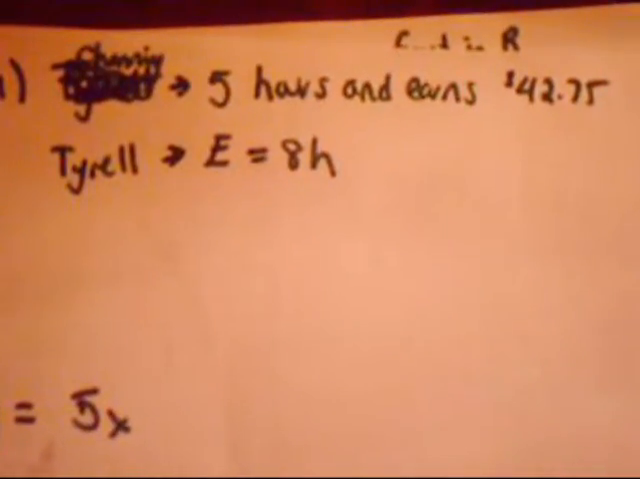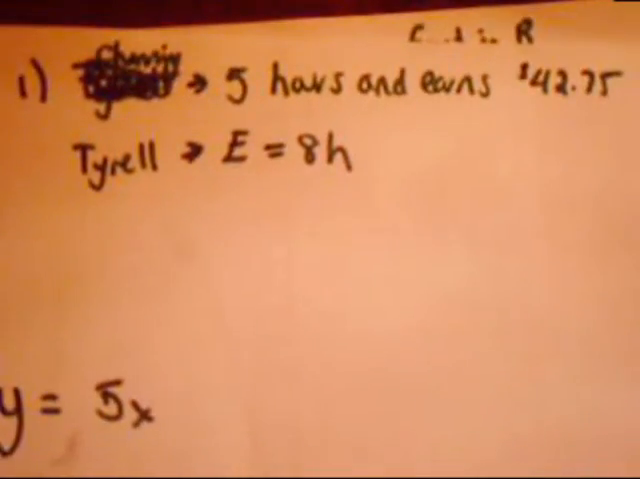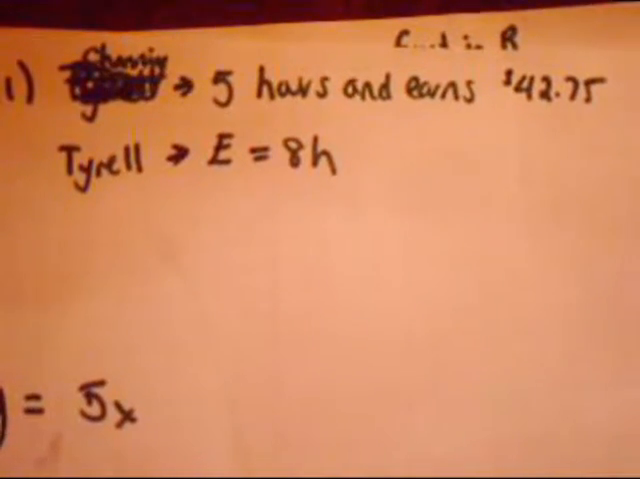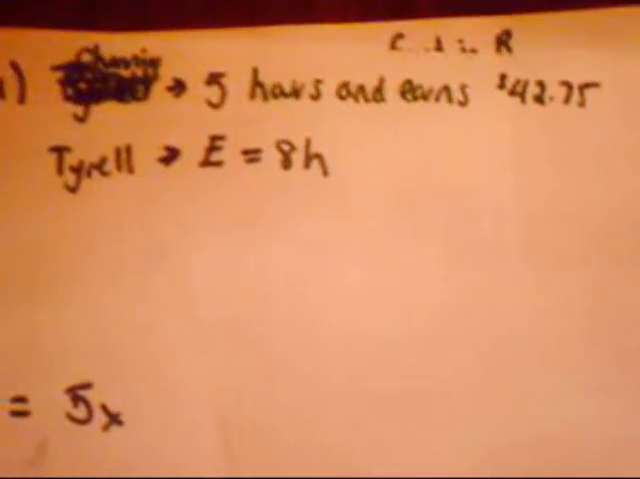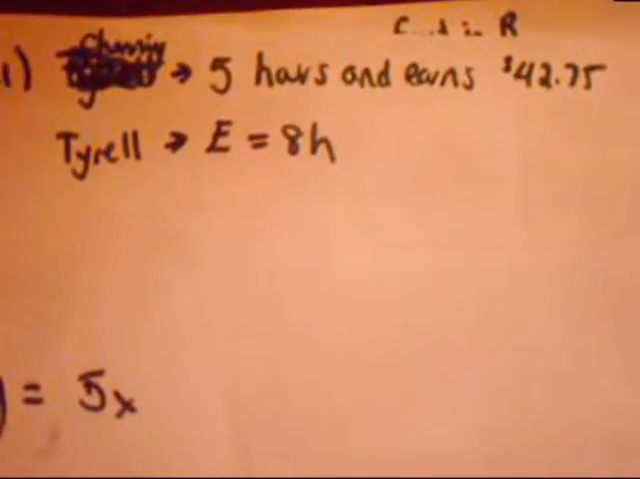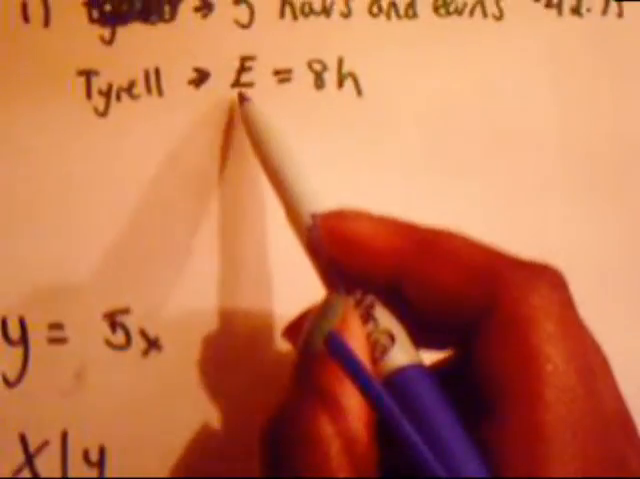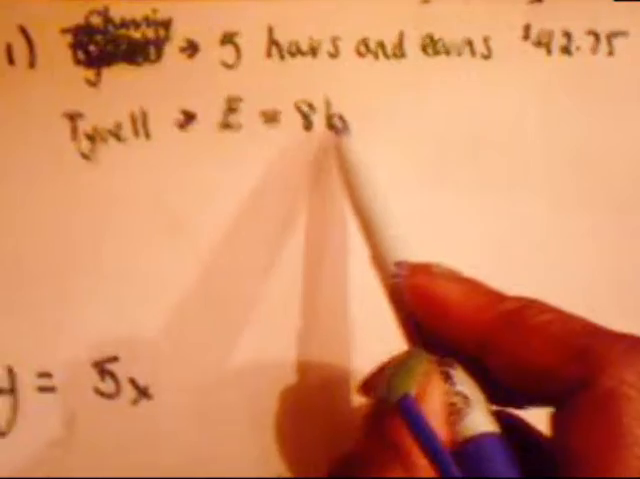Okay, so guys, I believe these are where you're taking 2 functions and comparing them. So I want to make sure that we're understanding what it is that we're supposed to be doing. Okay. So I believe the first question on that particular objective goes something like this, where there was someone named Channing who worked 5 hours and earned $42.75. And then you had Tyrell who had the equation E equals 8H.